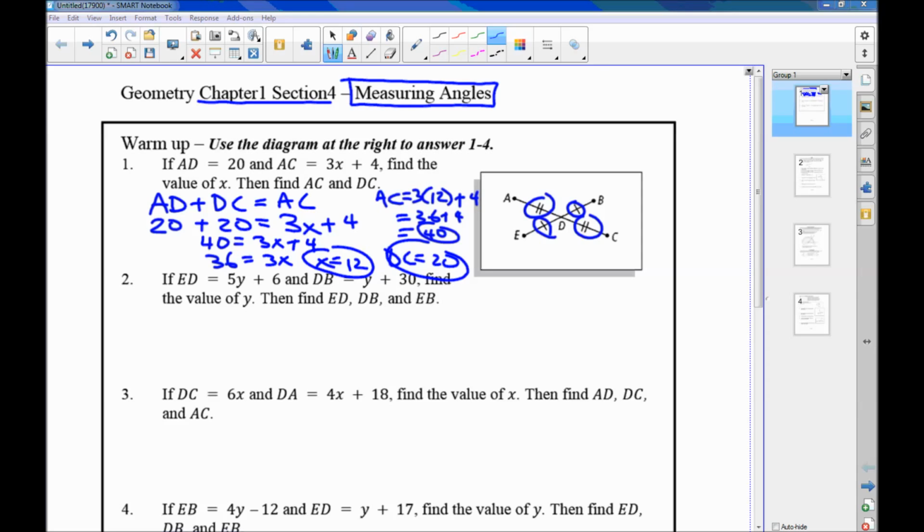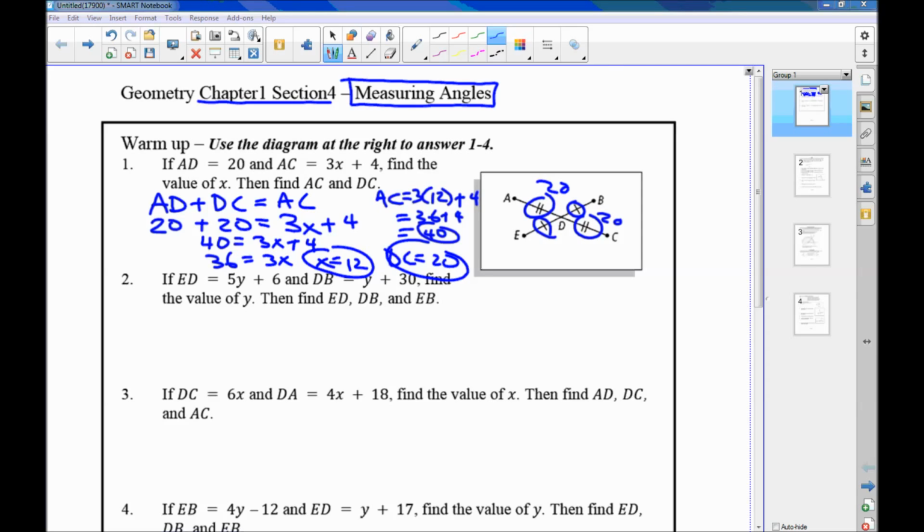Now, if they didn't ask you to find x, and they just said, hey, find AC and DC, you should be able to do that without any algebraic stuff. So if you think about it for a second, oh, well, AC is going to be twice of AD, so 40. And DC would be exactly equal to AD, so 20. And that's because of this bisector. If this was 20, this one had to be 20, and then the whole thing had to be 40.